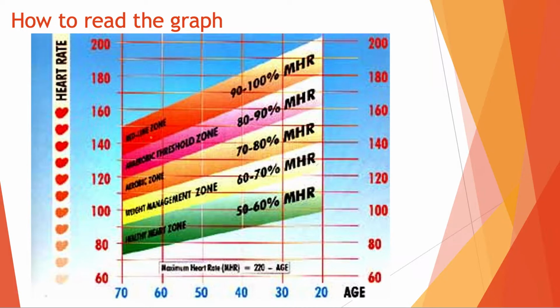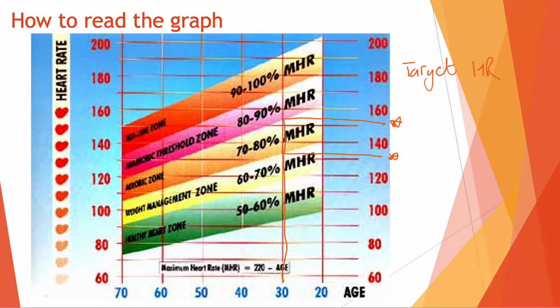So I just have a look at the names: the red line zone, the anaerobic threshold zone, the aerobic zone, the weight management zone, and the healthy heart zone. So just as an example, this particular chart is saying that to work within the aerobic zone, an individual must work between 70 and 80% of their maximum heart rate. This is really easy. So a 30-year-old, if they wanted to work in that aerobic zone, would just track the graph up to the bottom of that zone and then across, and then track the graph up to the top of that zone and across, and it gives them their lower and their upper training or target heart rate.